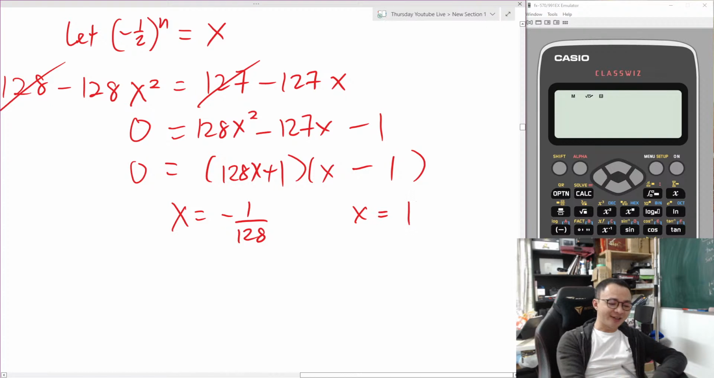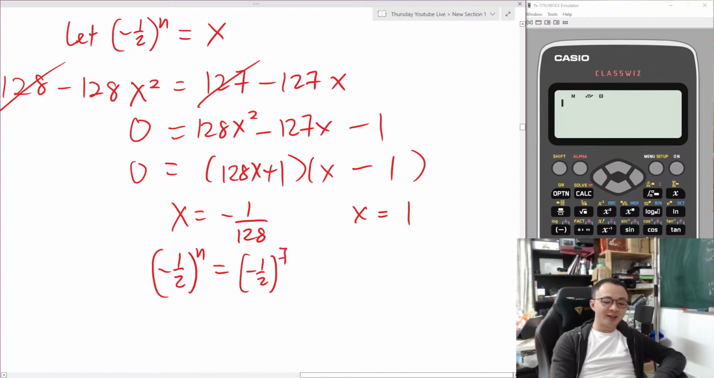And what is my x? x is negative half power of n, right? So this one, I can say this is negative half power of 7, isn't it? Because you will get 128. Then n equals to 7.